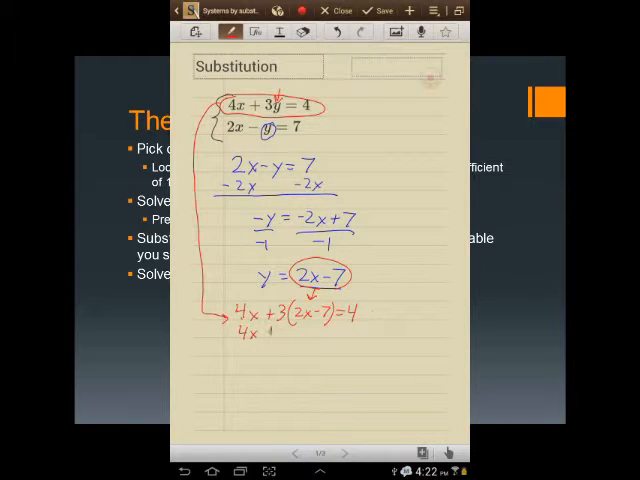Distributive property. Add my like terms.